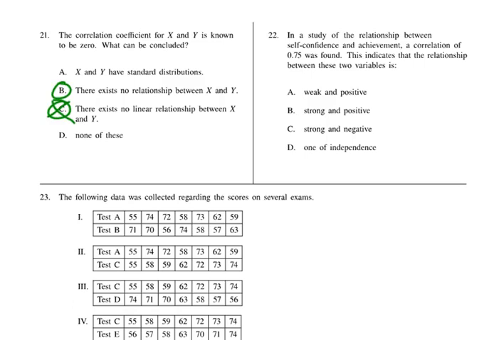22, and we know that a correlation of 0.75 was found. Well, it can't be negative because it's a positive. And we don't talk about independence. So it would be a weak and positive because it's kind of far away.